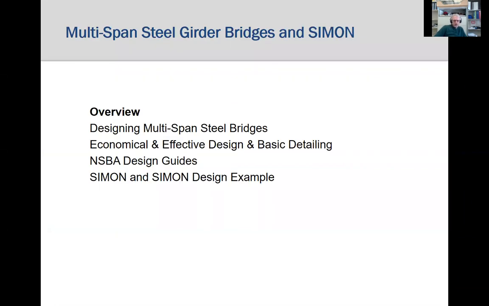Designing steel girder bridges must consider material costs, fabrication costs, and effective layout practice to arrive at an economical design. This lecture will start with a discussion on sound span, girder depth, and girder spacing layout practice for continuous span steel bridges as a starting point for design. With this good initial starting point, the presentation will demonstrate steel bridge design software from the National Steel Bridge Alliance called Simon that can efficiently check the initial design or iterate alternatives for design optimization.